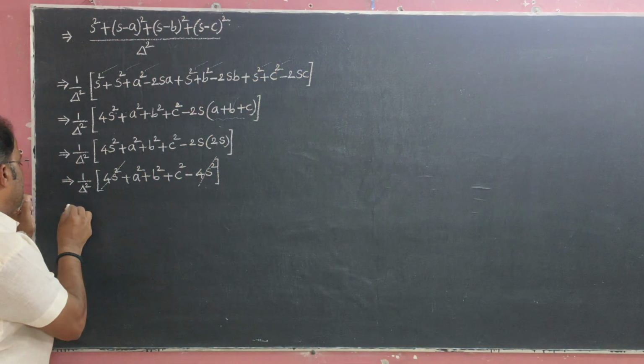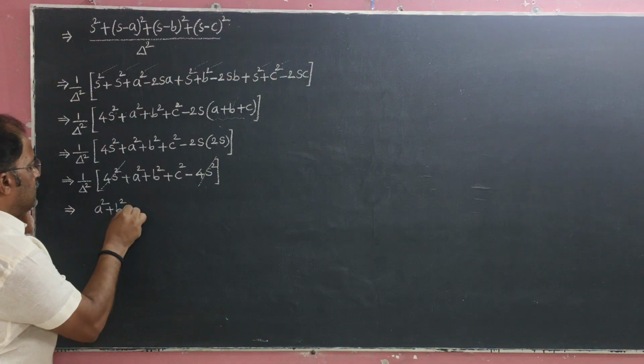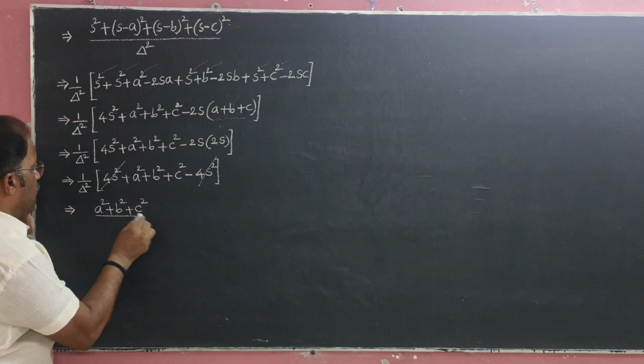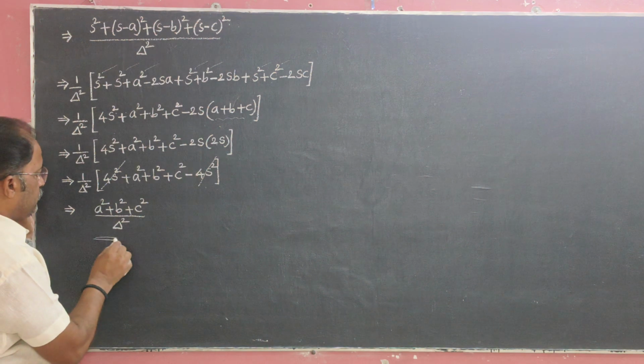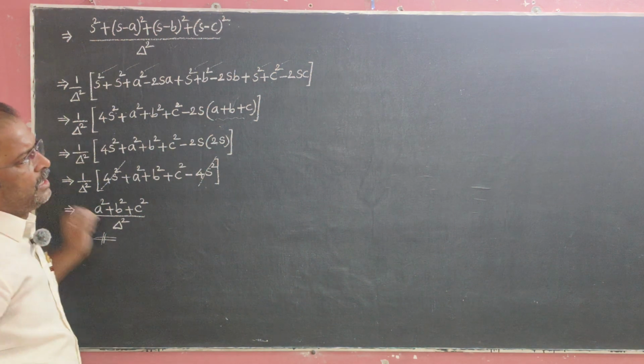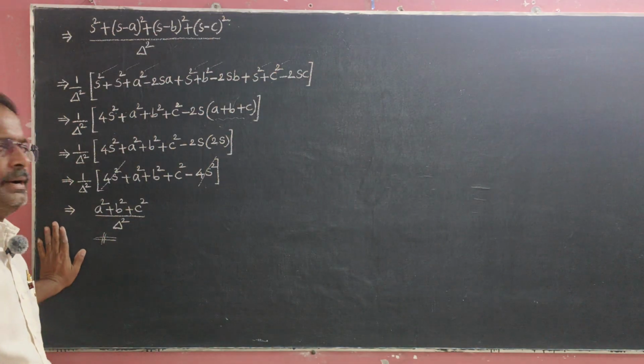Okay, what is the remaining in the numerator? a² + b² + c². Okay, by what is the denominator? Δ². Okay, this is the 15th solution of the long questions from the trigonometric chapter.